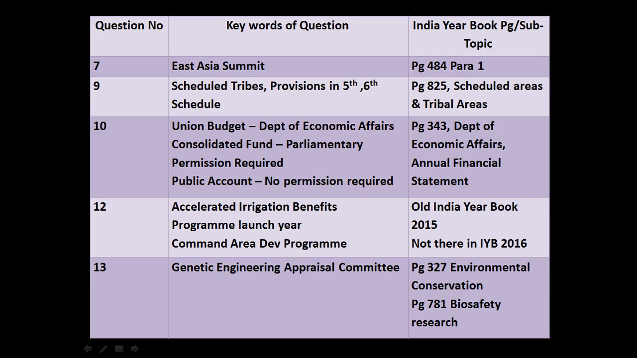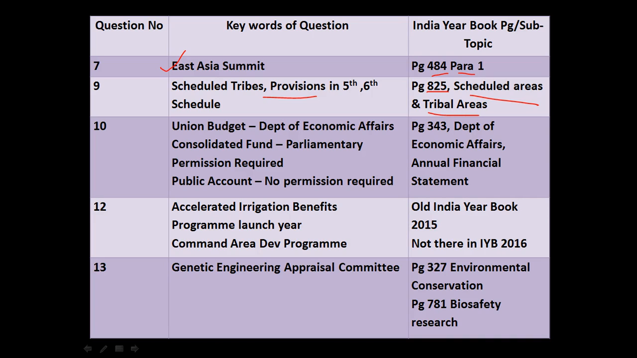Now I have analyzed the question paper and I have tried to find out the answers from the yearbook. So let's go with the first question. There was a question asked about the East Asia Summit, the question being whether India is part of it or not. And we have the answer clear cut given on page 484, paragraph 1. Then we had the scheduled tribes provisions question, and the answer was given on this page, under these headings.